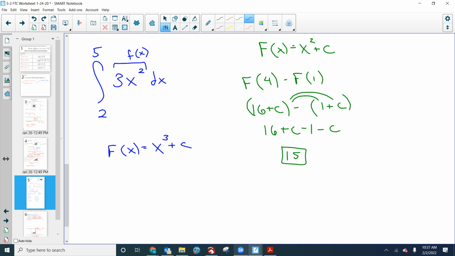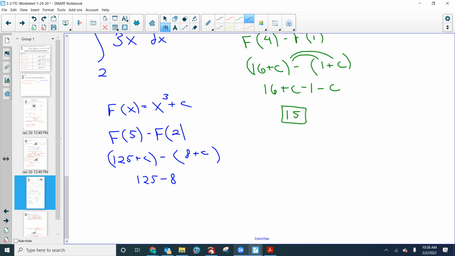Plug in 5, plug in 2, subtract: capital F of 5 minus capital F of 2. What's capital F of 5? 125 plus c. Minus, what's capital F of 2? 8 plus c. 125 plus c minus 8 minus c. Oh, look, the c's are going to go away. Talk about that later. What's 125 minus 8?